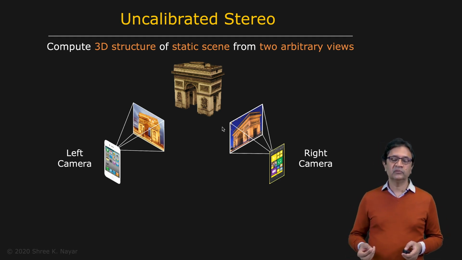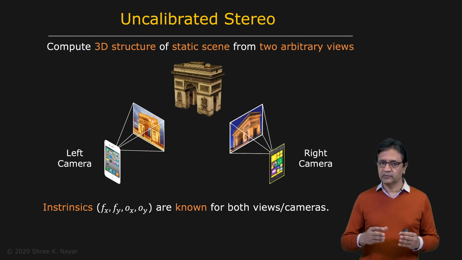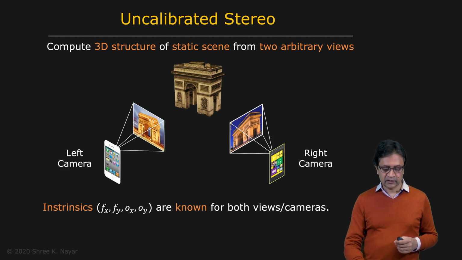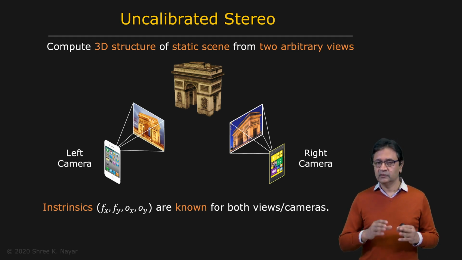So what we're going to assume here is that we know the internal parameters of the two cameras. Just to remind you, the internal parameters are the focal lengths fx, fy, and the location of the principal point ox, oy. We're going to assume that this information is available to us in the case of each image that we use. Now, this is not an unrealistic assumption.